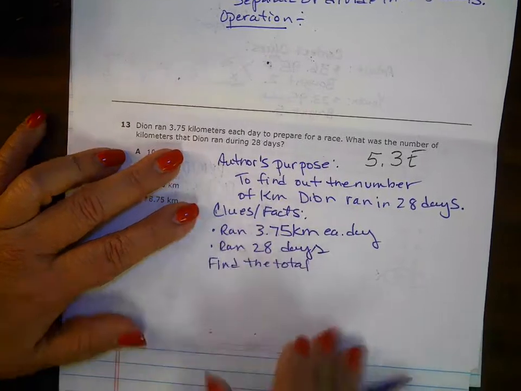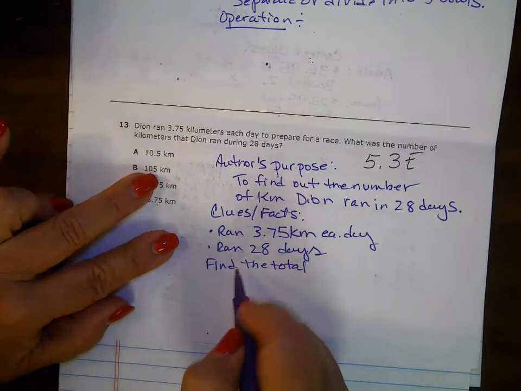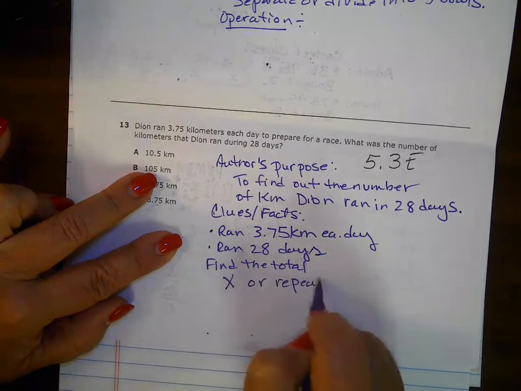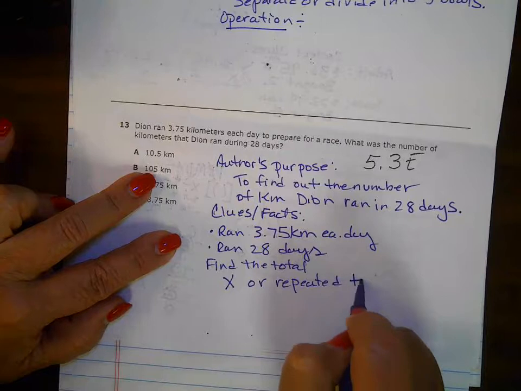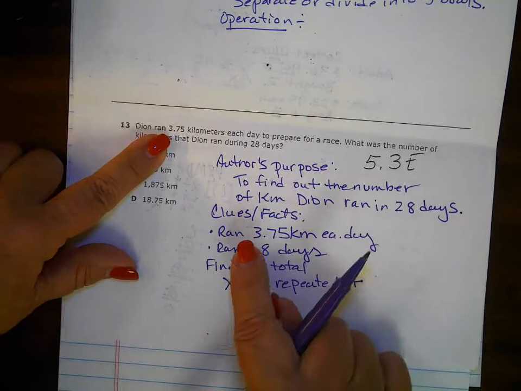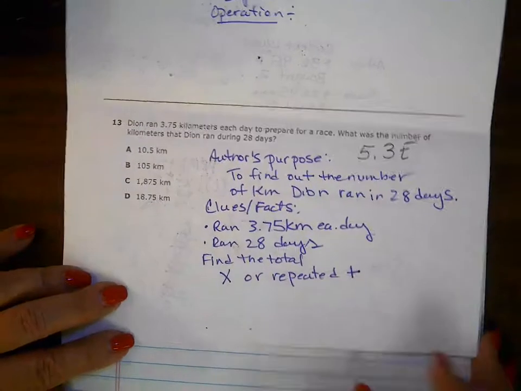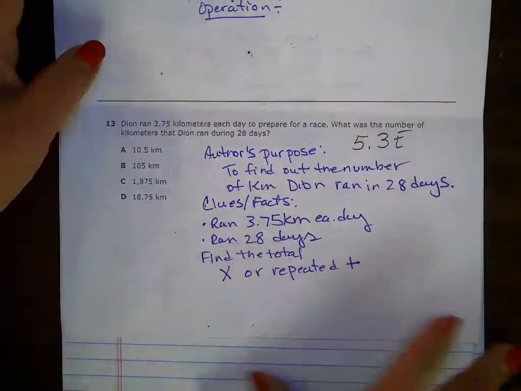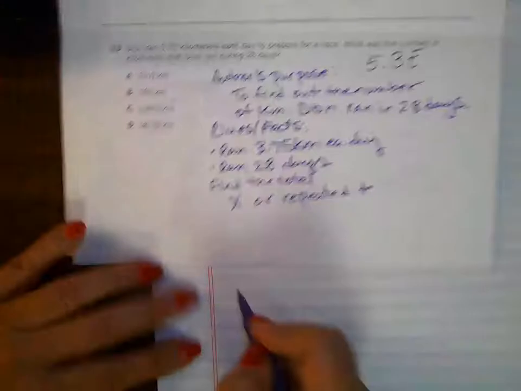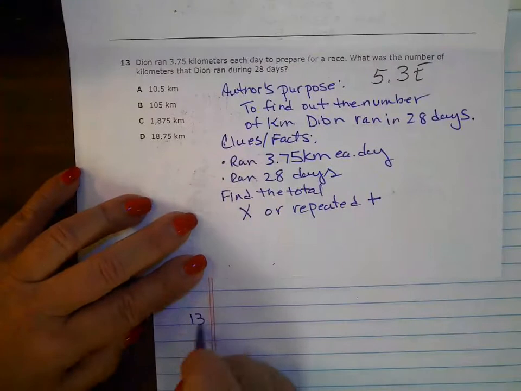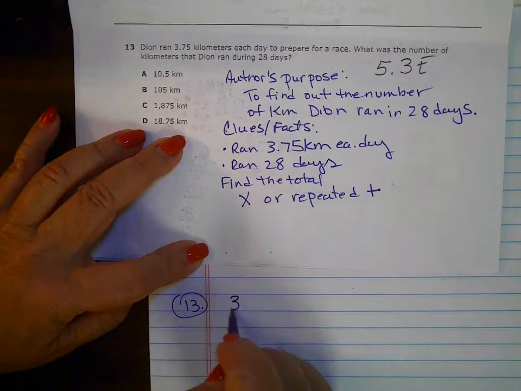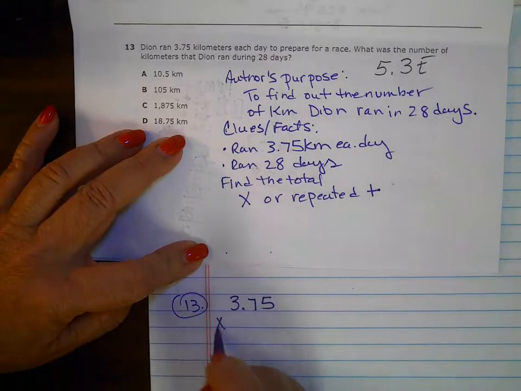So remember, if we have to find the total, there's only two operations you use: multiplication or repeated addition. So you can do 3 and 75/100 plus 3 and 75/100, 28 times. That's a lot of adding up because you can make some mistakes, but you can do it, or you can multiply it out. So this is number 13. I'm going to go ahead and multiply. So I'm going to have 3 and 75/100 times 28.